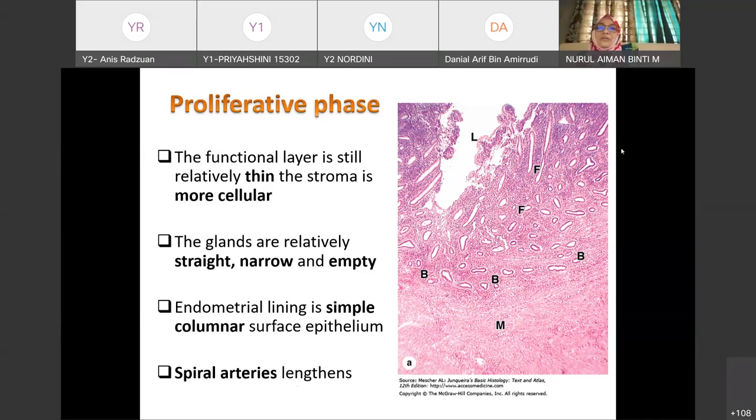The spiral arteries here will lengthen. Of course you can't see the spiral arteries here; you can only see the uterine glands. What you can see here is the muscularis layer. This is the basal layer, which contains the base of the uterine glands. If you cut through, you can only see rounded lumens here, which are the base of the glands. If you cut through the functional layer, you can see elongated glands. During the proliferative phase the glands are elongated but not that thick. The glands grow and become elongated. They are not going to become spiral yet.